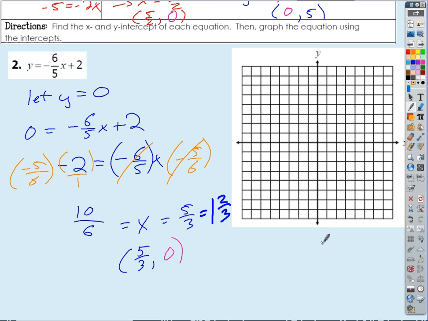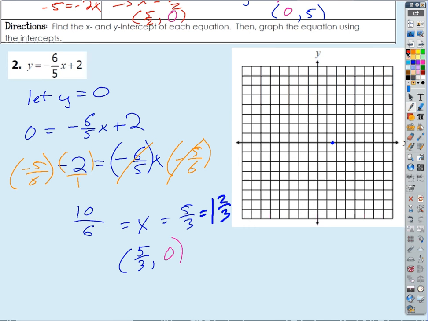So 1 2/3 is the x-intercept. So we just go over 1 2/3, so it's right about there. It's not a convenient place, but it's still a point on the graph that we can estimate. That's one point. Now we need the other one.